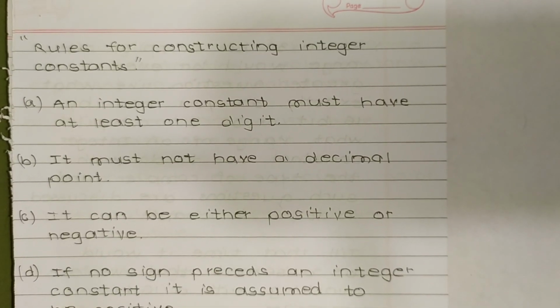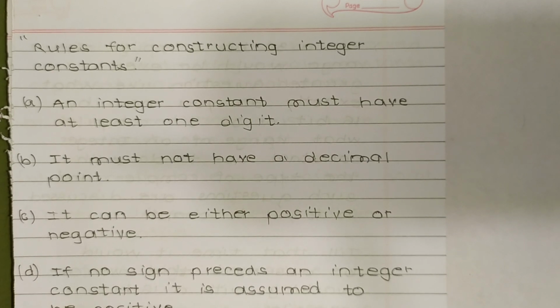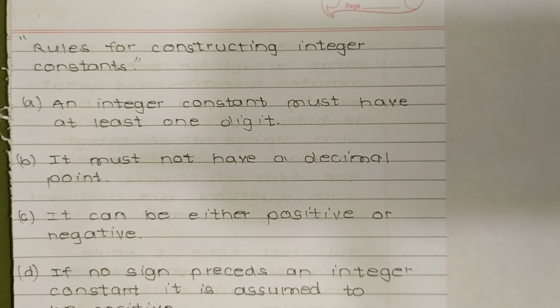Rules for constructing integer constants. First, an integer constant must have at least one digit. Second, it must not have a decimal point. An integer cannot have a decimal point. So this is the second rule.